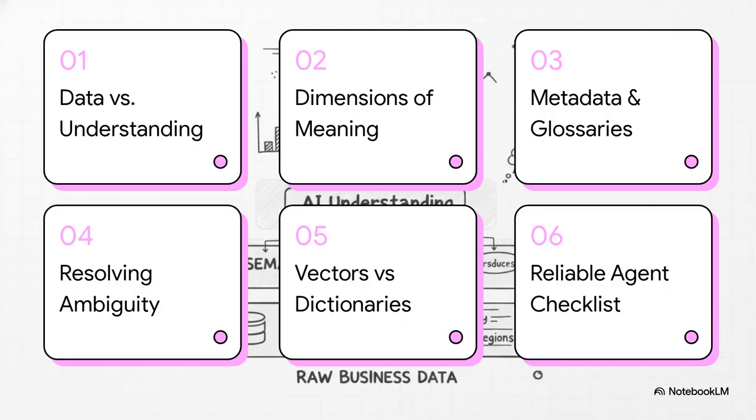Here's our quick roadmap for today. We'll be looking at data versus true understanding, the three dimensions of meaning, metadata and business glossaries, managing ambiguity, vectors versus simple dictionaries, and finally, a reliable agent checklist.